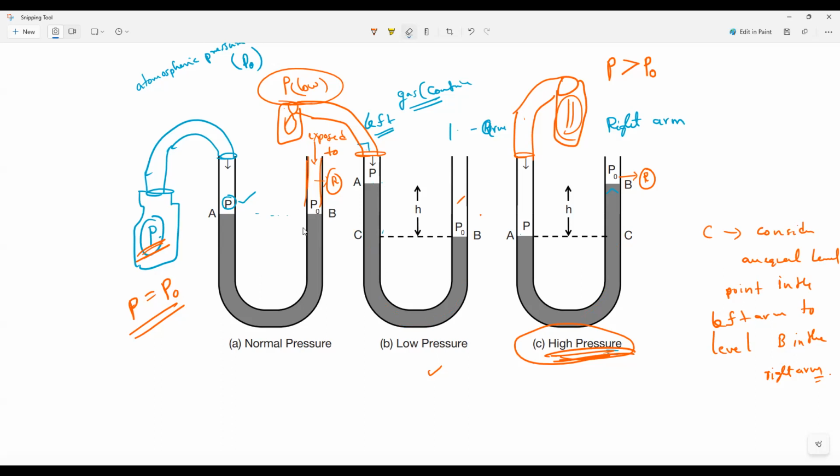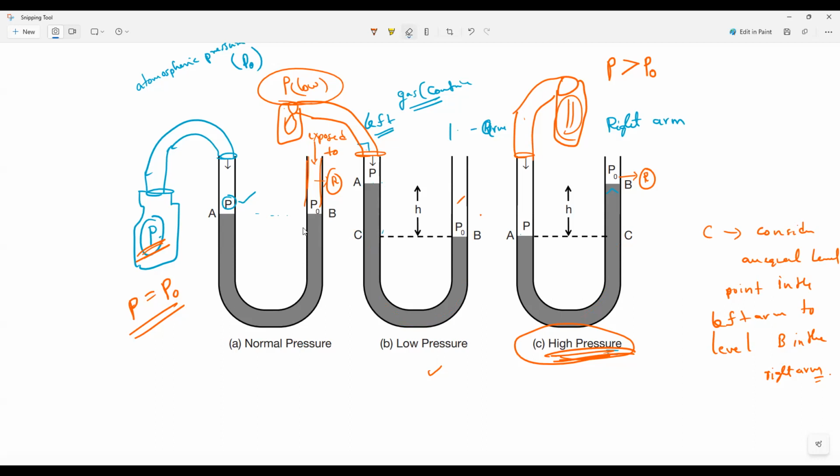Normal pressure. Clear, everybody? Now, when the pressure of the gas is more than the atmospheric pressure, then you can see the left arm of the manometer is pushed down, and the liquid is rising in the right arm.